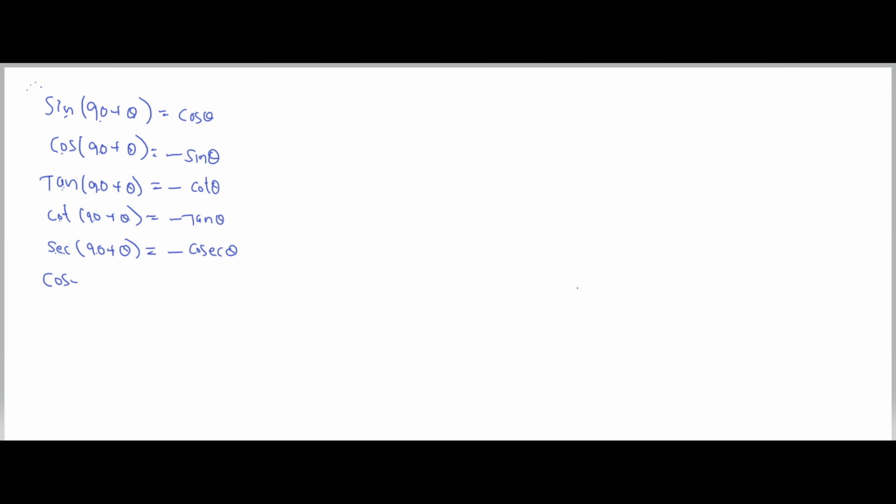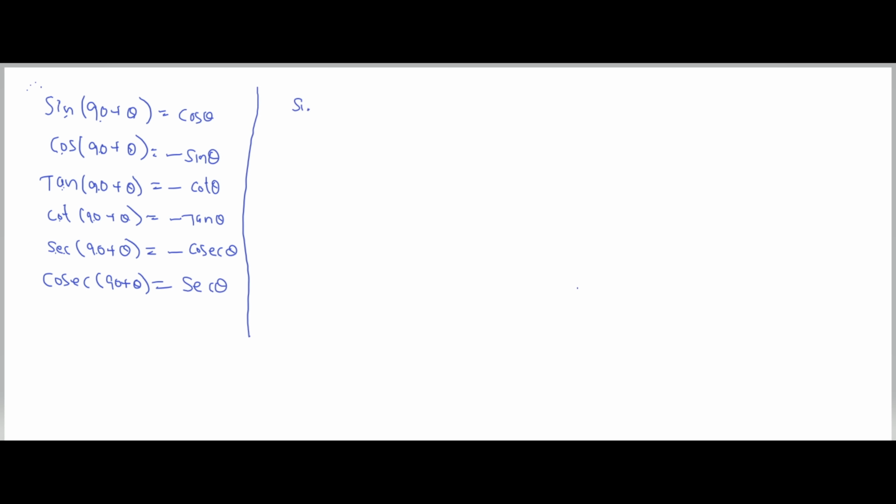And cosec of 90 plus theta. 90 plus theta lies in the second quadrant. In the second quadrant cosec theta is positive. Here is 90, so cosec changes to sec theta, that is cosec of 90 plus theta is secant theta.